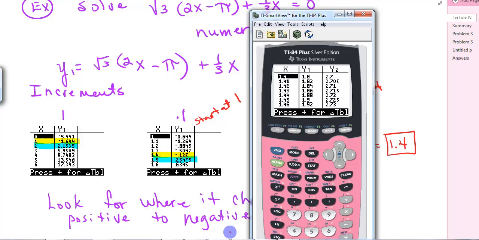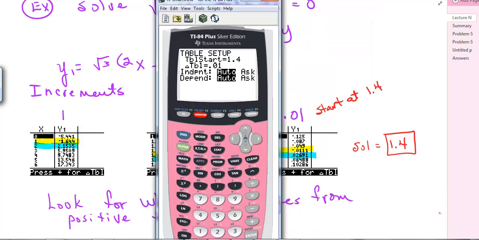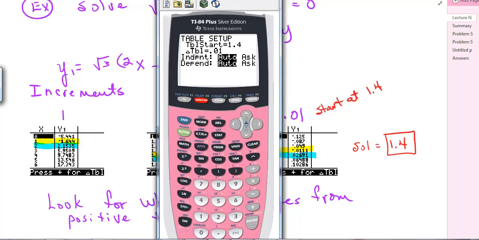And I guess I actually need to just put this equation in to show you. So let me clear this. Okay, so I got the equation in, and now I've gone to the second table set, which is above window. And you want to start at 0 for the first part to look at this. So we're going to start at 0, and it says to go in increments of 1. That would be here. This is your increments right here.